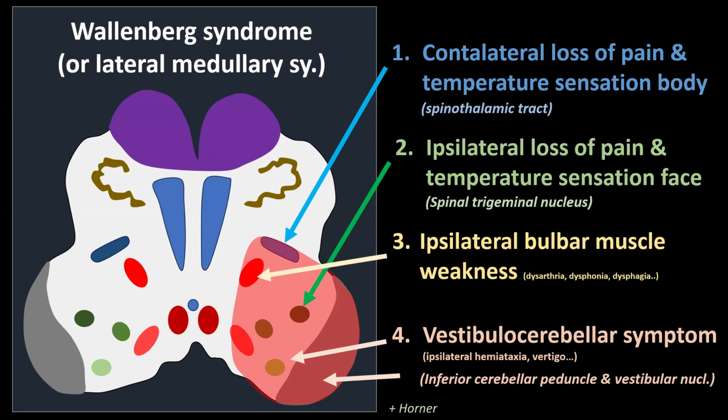They have ipsilateral bulbar muscle weakness, causing dysarthria, dysphonia, dysphagia, and so on, due to damage to the motor nucleus ambiguus, which is responsible for the motor innervation of the throat. And finally, the patients have vestibulocerebellar symptoms like hemiataxia or vertigo due to damage to the inferior cerebellar peduncle and the vestibular nuclei. And also, they often have an ipsilateral Horner syndrome because sympathetic tracts running in the medulla oblongata are also involved.